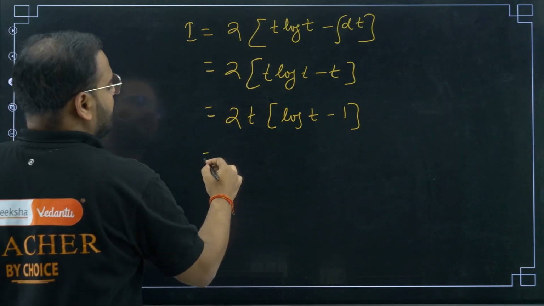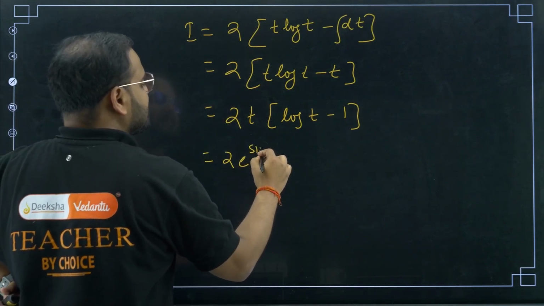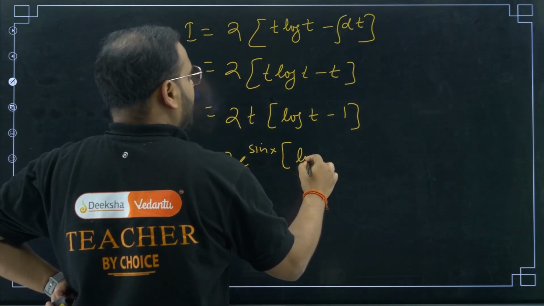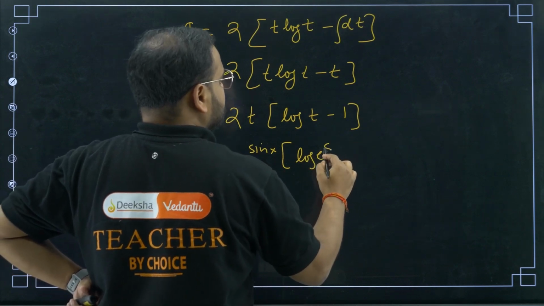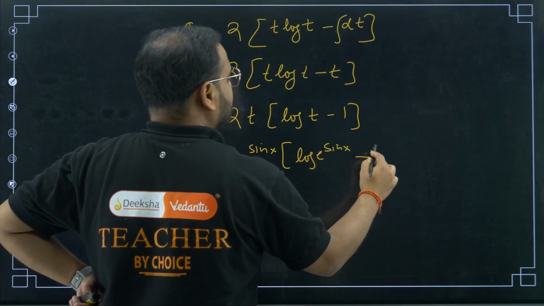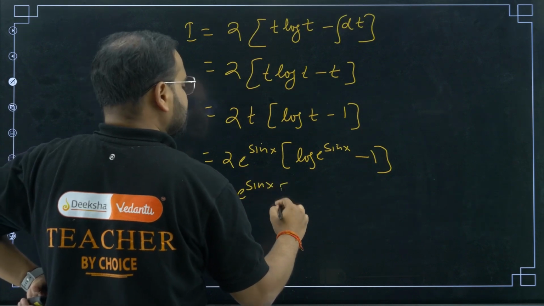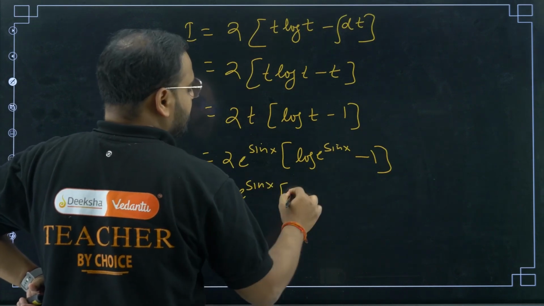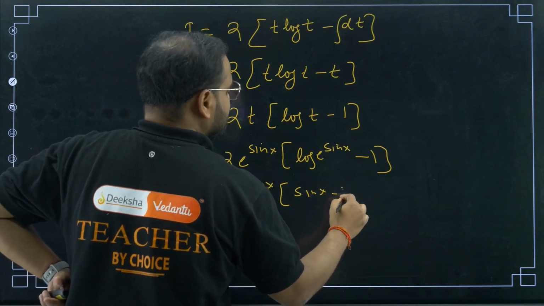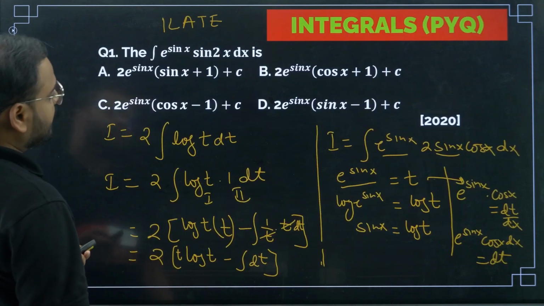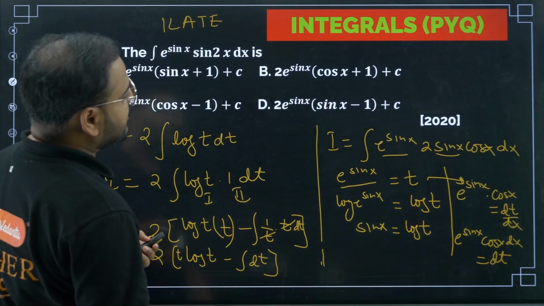So this will become 2 e power sin x times of log of e power sin x minus 1. How much is that? 2 e power sin x. Log and e will cancel each other's effect, so simply sin x minus 1. Is this the answer? Okay, 2 e power sin x minus 1.